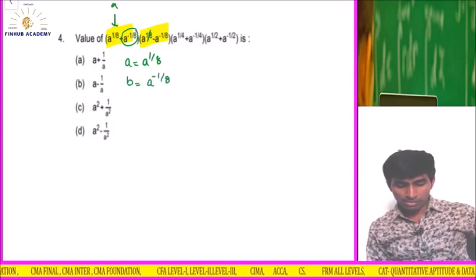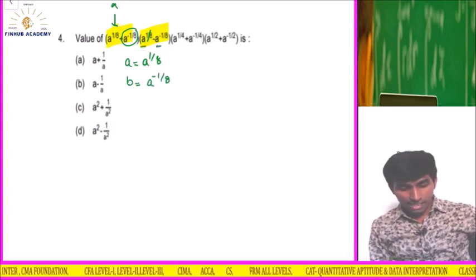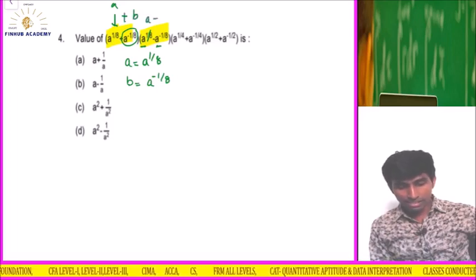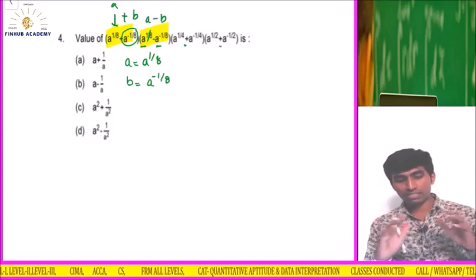Then what happens? This is again A minus B, which means here I have A plus B, here I have A minus B. Okay, this is clear. But here there is plus and here also there is plus and the power is also different.